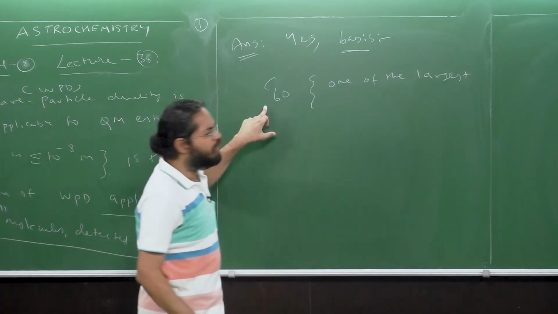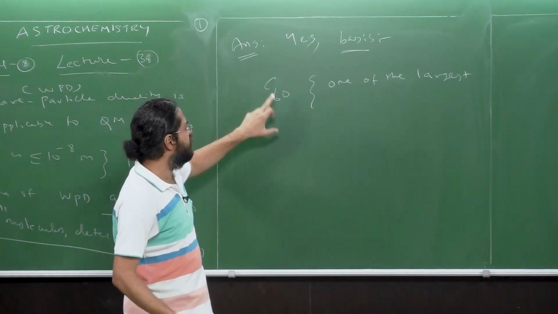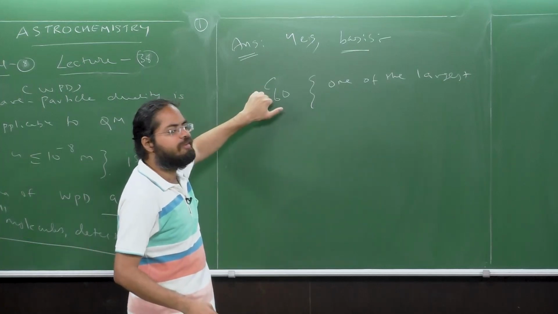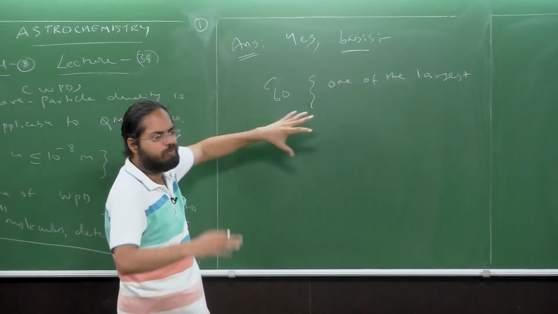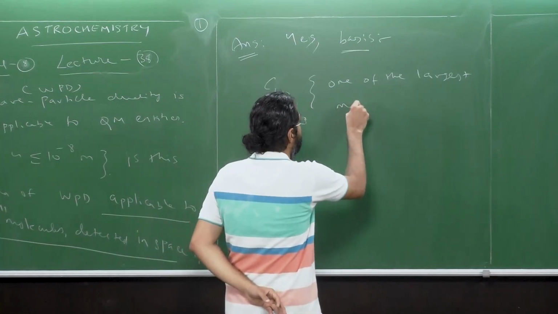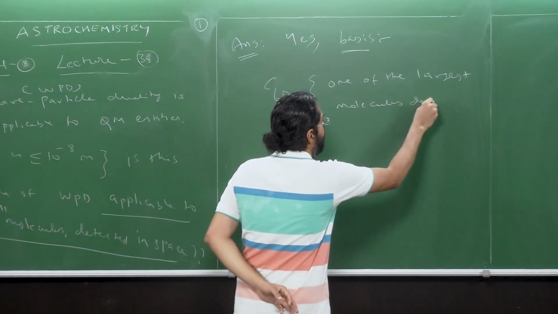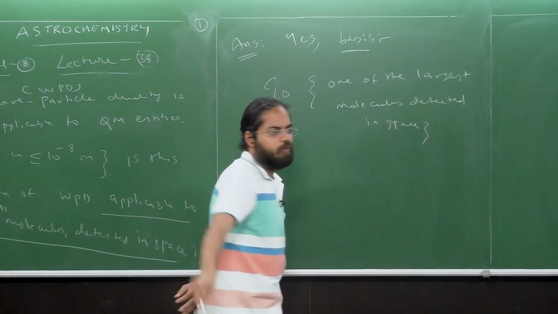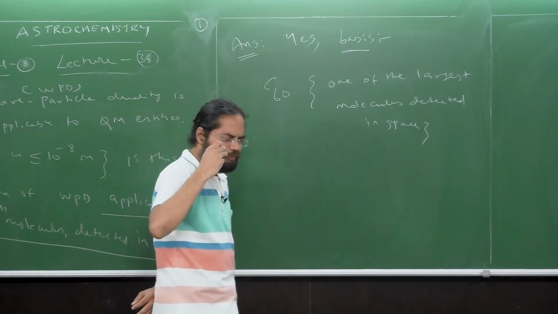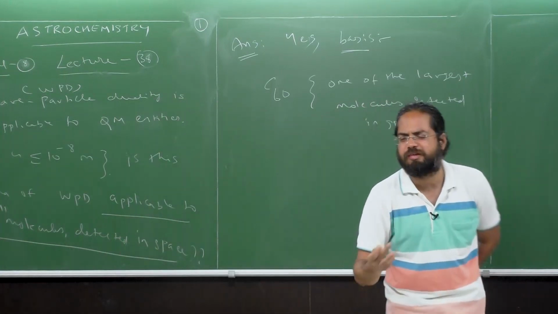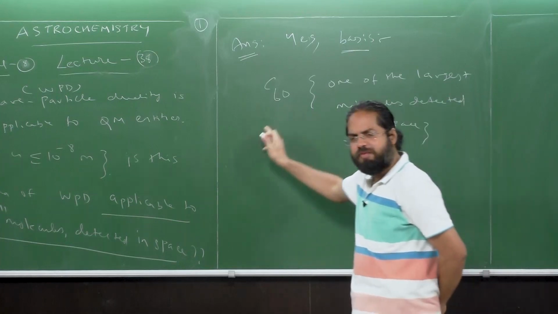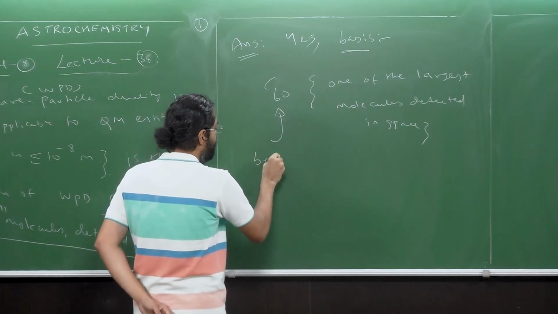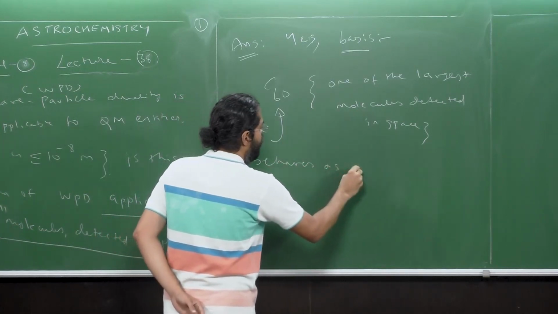Perhaps, I'm not sure, but if I dig deep into the literature, some C60 times n may also have been detected in space, but the detection of C60 is actually definitive. So we'll consider it as one of the largest molecules detected in space. And this molecule, C60, is very well known, I think probably since 2018 or something, that this molecule behaves as a wave particle.